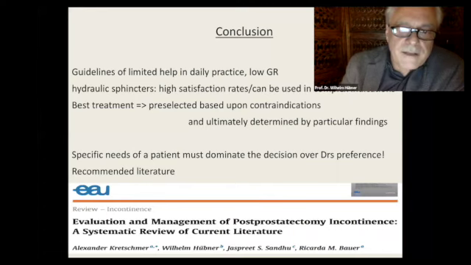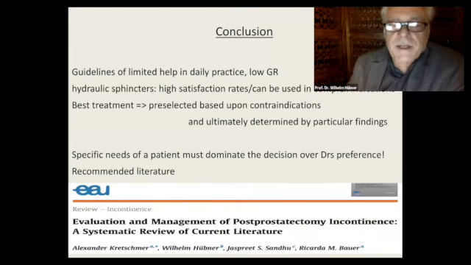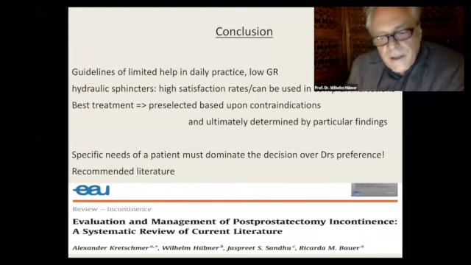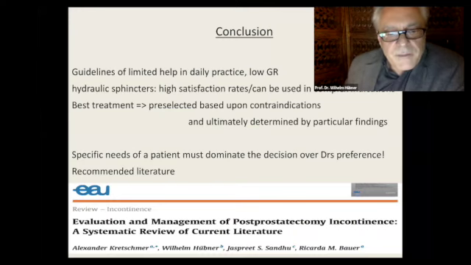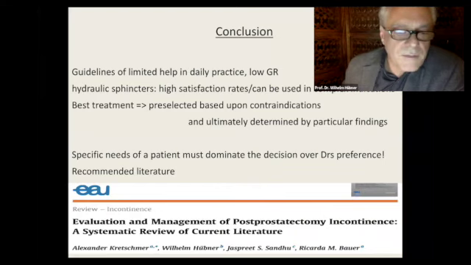In fact, this is the end of my presentation, but if you want to have the same or similar considerations in reading, I would recommend this paper in the EAU that we did together some years ago. And I think it is a very good thing to read when you are involved in male stress urinary incontinence. Thank you.